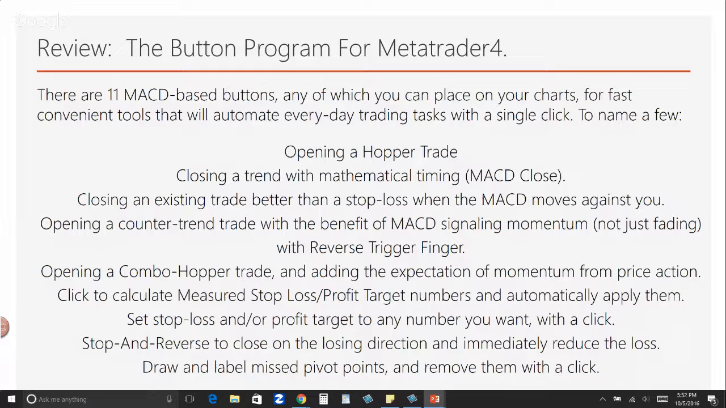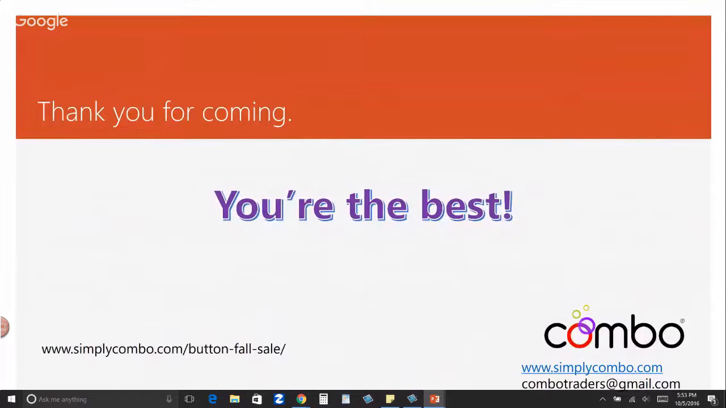You can stop and reverse to close on the losing direction and immediately reduce the loss. It's fast, it's super convenient, and you no longer sit there and watch the market race against you. You do something about it with a click. You can draw and label pivot points and also remove them with a single click and more. So that is a review of everything that we talked about in this series.